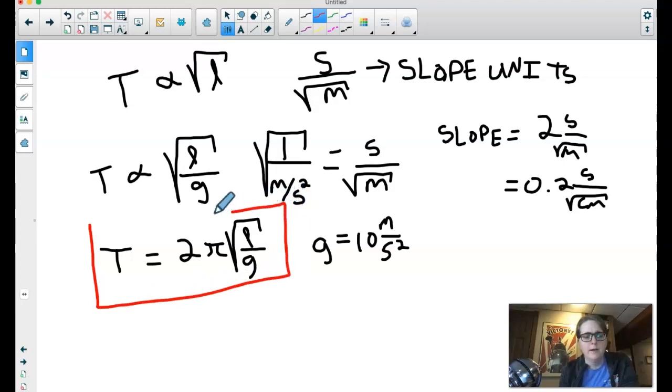So this right here is the payoff of that lab you did, and is what you're going to need to use to do the problems that are coming up next.